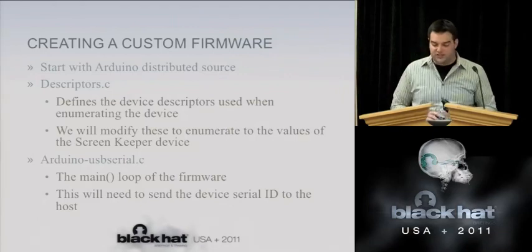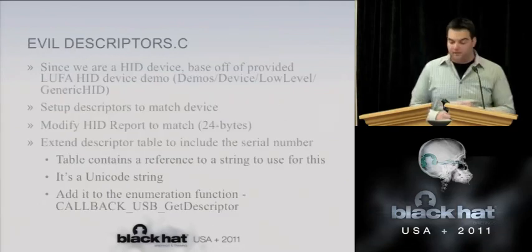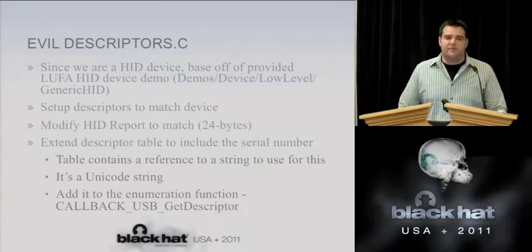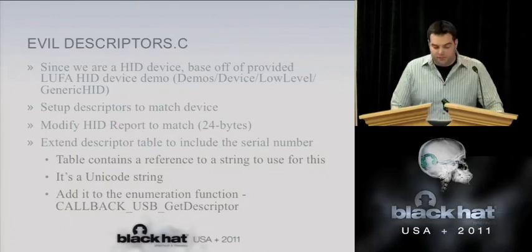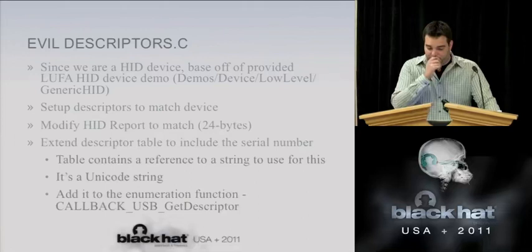So to detail those changes, how do we go about modifying that? Since this is a HID device, the source code that ships with Arduino is actually a USB serial device. It has all the firmware to act as a USB to serial bridge. That's not what we want to do. We know we want to enumerate as a HID device so we can mimic the same device as before.